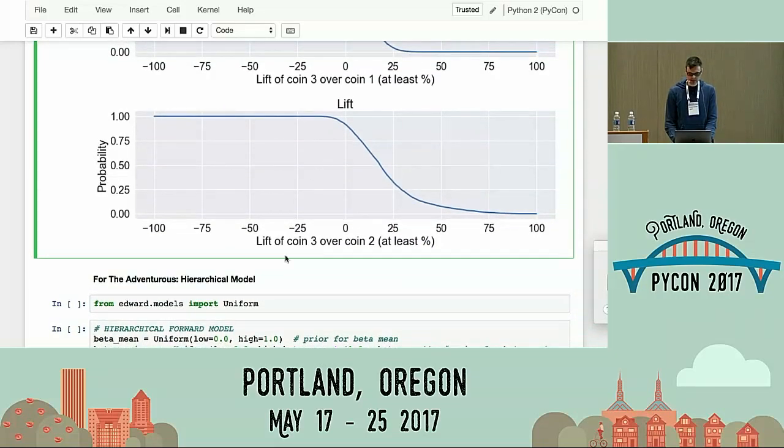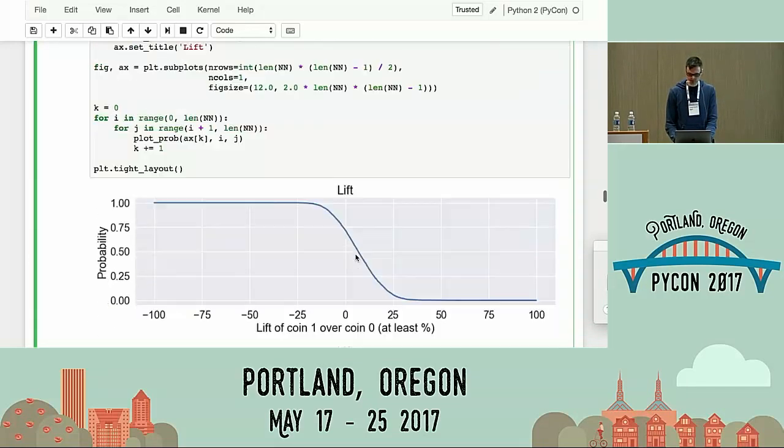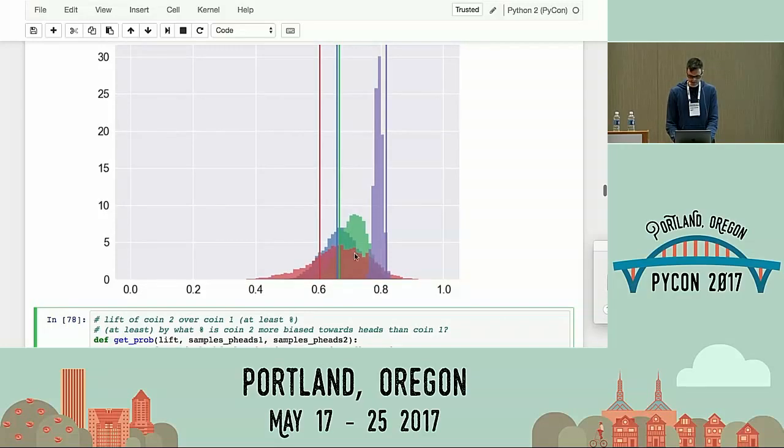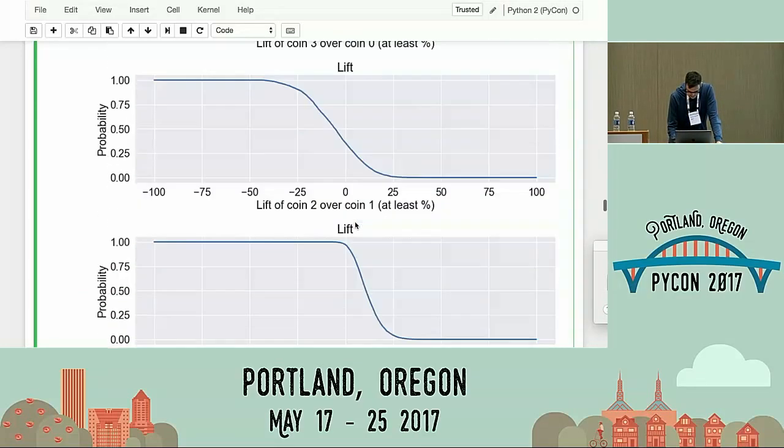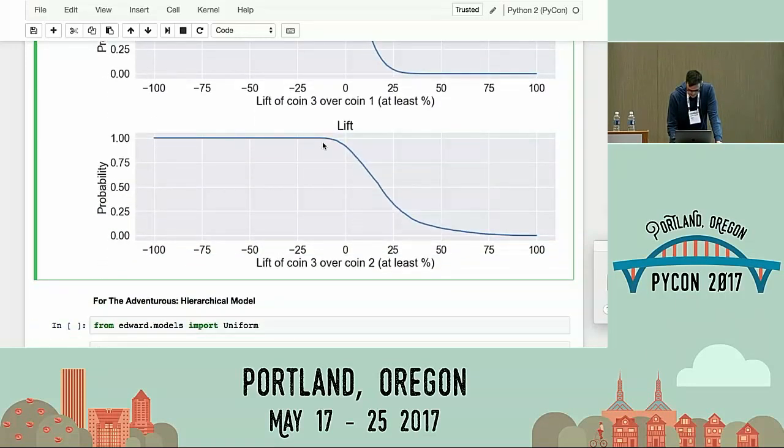Can we say that coin 3 is better than coin 2? Coin 2 was the green one, I think, yeah. And there's a long tail, so that means that we cannot, I mean, given the data that we saw, it could even be that coin 3 is much, much better than coin 2.